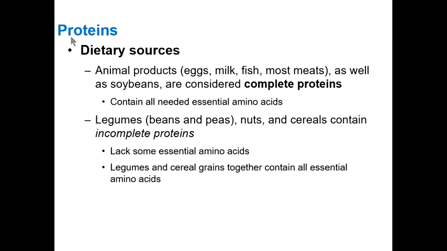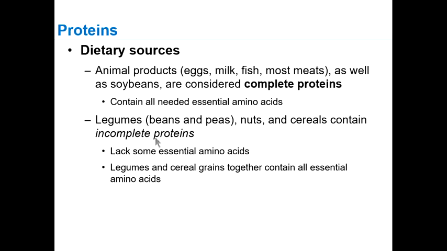Our third macronutrient is proteins. And we get proteins from, well, I'm going to back up and say we get complete proteins from animal products: eggs, fish, milk, and most of our meats. However, soybeans are considered a complete protein as well. And what we mean by a complete protein, because a certain number of our 20 amino acids are essential, and therefore we must take them in because we can't produce them. So protein sources that contain all the needed essential amino acids are called complete proteins, which we get from animal products, and of course our exception here, soybeans.